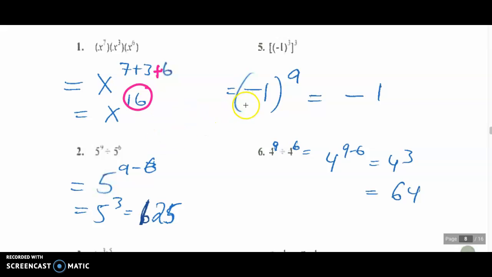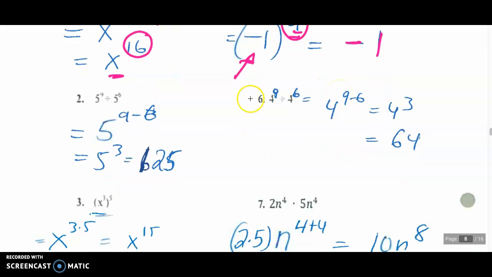If you have a base that's a number instead of a variable, we'll get to more on that later, but what you can do is evaluate. So this is -1 cubed cubed. 3 times 3 is 9. Power of a power says multiply, so you have -1 to the 9. That's odd, so your final answer is negative. 1 to the 9, or 1 to the anything, is 1, so you end up with negative 1.